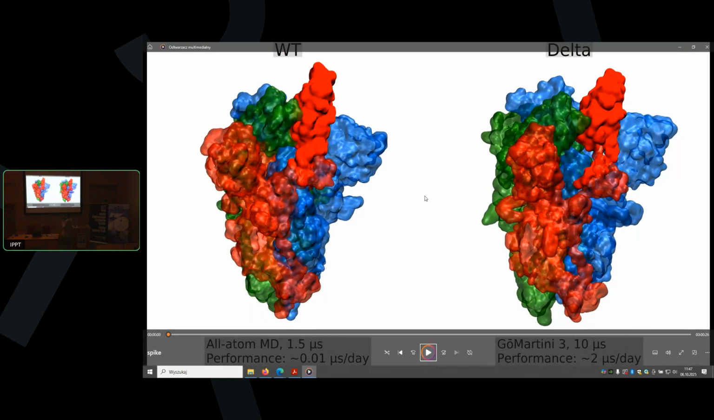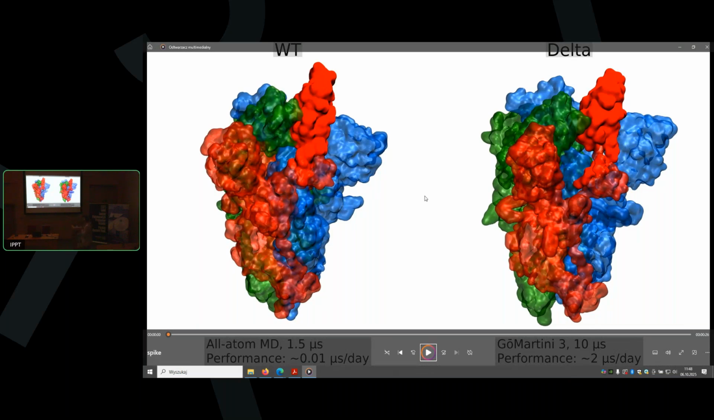These are all-atom simulations. It's done over, let's say, 1.5 microseconds, but the whole system remains in that state. And the performance is also, you can see, 0.01 microseconds a day. That's what all-atom simulations can do these days, even if you use a Hopper or any other GPU facility. You won't go much higher than 0.01 microseconds a day.